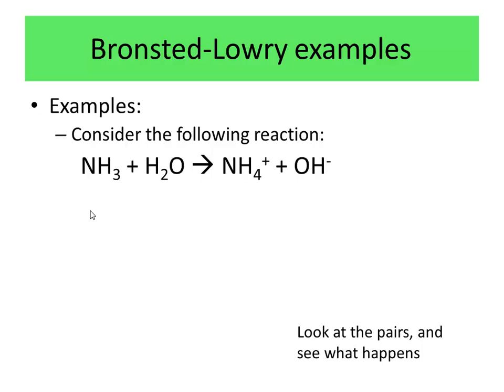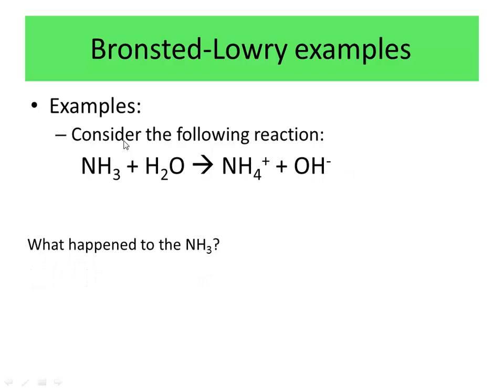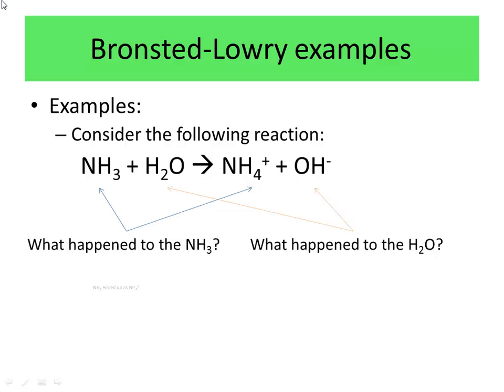Consider the reaction NH3, that's ammonia, with H2O, water, making ammonium and hydroxide. Let's take a look at what happens. What happened to the NH3? It started off as NH3, and it ended up as NH4. How did that happen? It took one of the H pluses, so it accepted an H plus. I made animations. What happened to the H2O? It gave up an H. The H2O started out as H2O and it gave the H plus away.